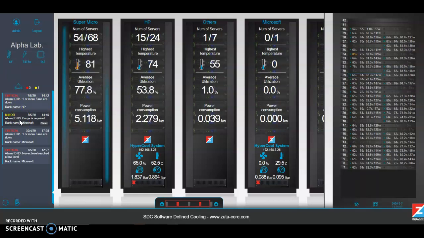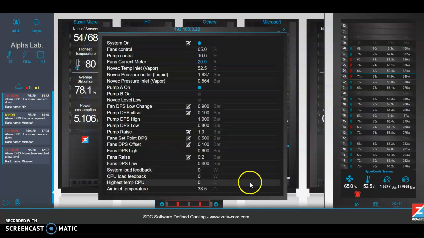One more thing that would give me information about my data center is I can look at each one of the HRUs by clicking on the HRU, and this is of course only for administrators. What I can see here is information that the system is on. I can see the NOVAC pressure here, I can see the NOVAC inlet vapor pressure, I can see that pump A out of the two redundant pumps is working, and all here is setups of the system that only administrators can change.